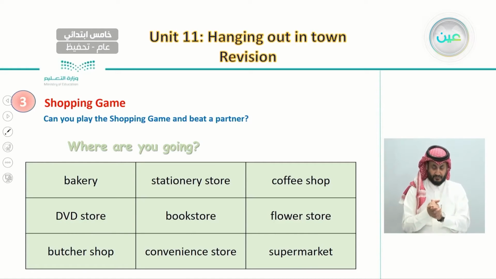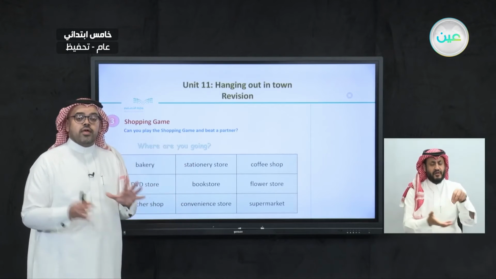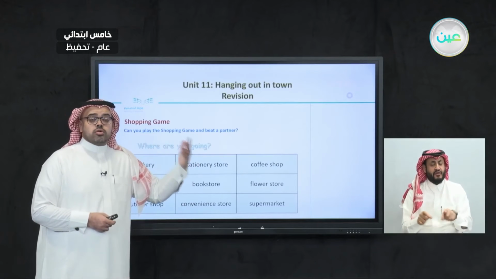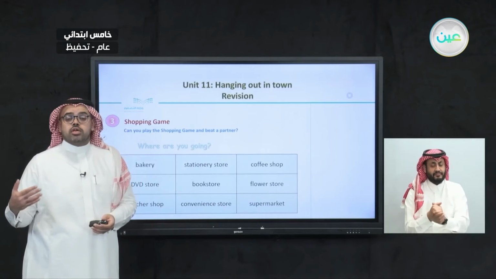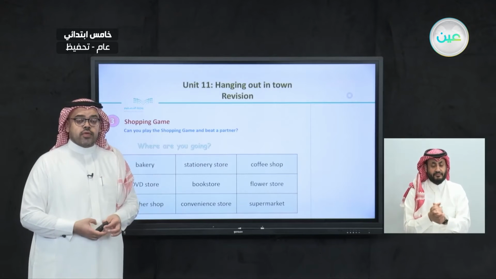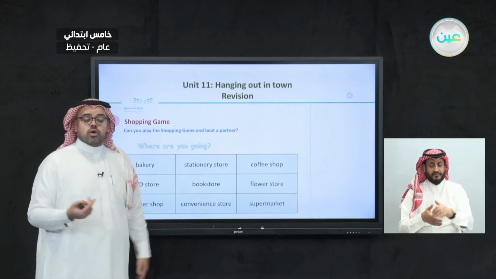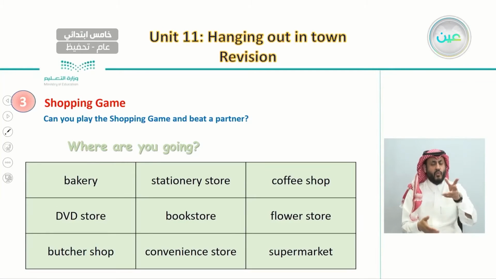So we said that if we have this list of different stores and different places, then you and your partner, maybe your classmate from your school, or maybe a family member, or even maybe one of your friends, gather together and have a look at this table. So you start the question, where are you going?